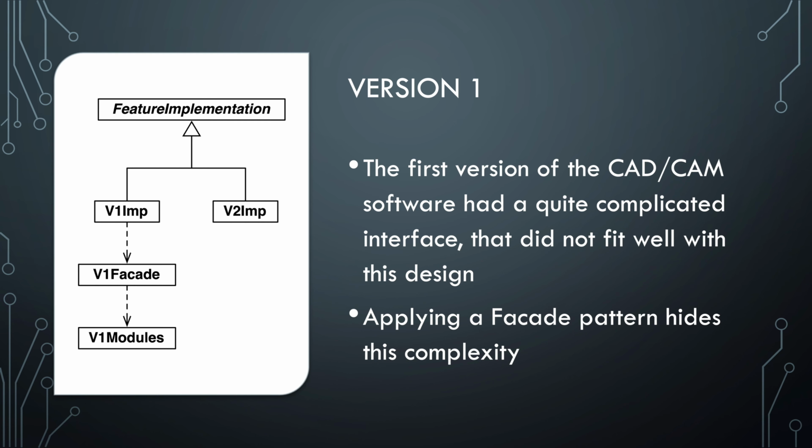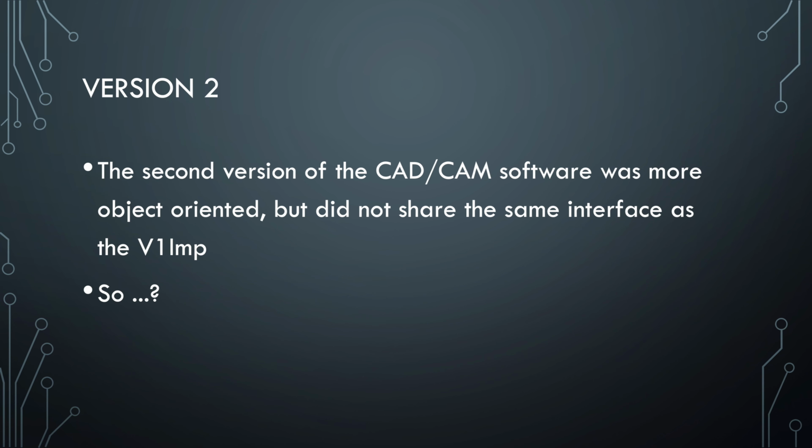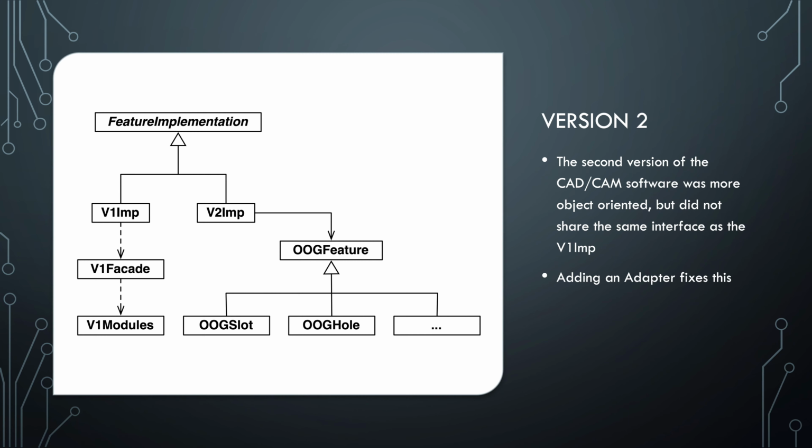Well, we can use another design pattern, the facade, which helps us hide the complexity of this version 1 CAD/CAM software. The second version of CAD/CAM software was less complex, but it doesn't use the same interface as the first version. So, how do we solve this? Here we can use the adapter pattern to provide a translation between the CAD/CAM software and the feature implementation class in our system.